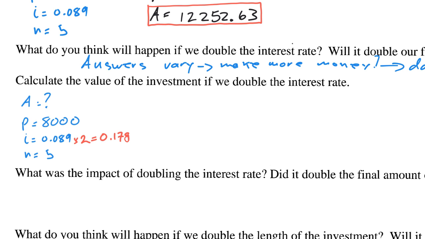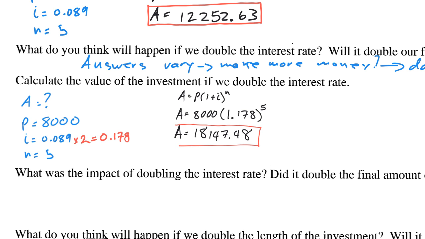Okay, so now let's just do the substitution. We've got A equals P times 1 plus i raised to the n. Substitute directly in, you've got 8,000 times 1.178 raised to the 5. And we end up with A equaling 18,147.48.